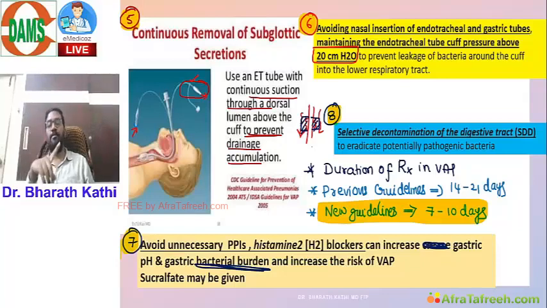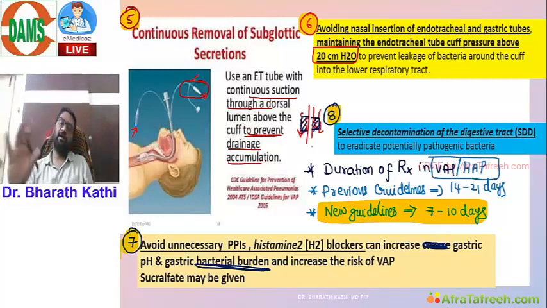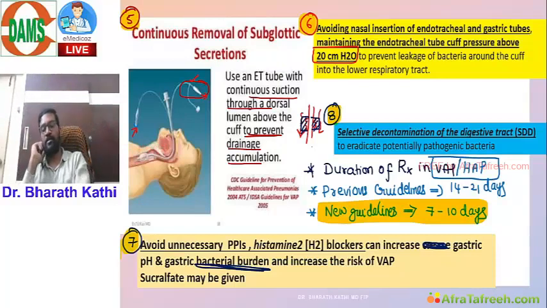For community acquired pneumonia in hospital, 7 days. In outpatient, it is 5 days. For ventilator associated pneumonia and hospital acquired pneumonia, the guidelines will be together. They go hand in hand. So according to new guidelines, it is only 7 to 10 days.